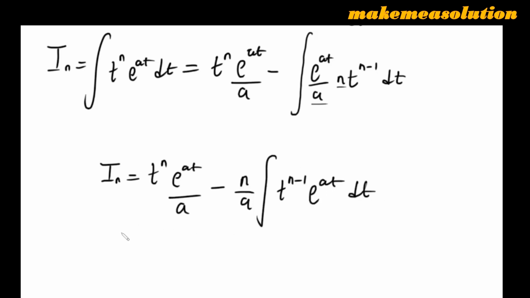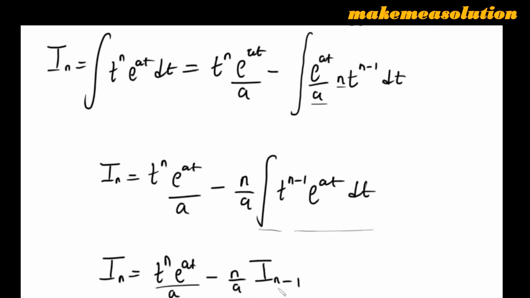So if you observe very closely, we can rewrite this as I_n is equal to t to the n exponential at all over a, then minus n over a I_(n-1). Why am I writing the whole of this as I_(n-1)? Because we established that I_n is an integral where t has an order n in exponential at dt.